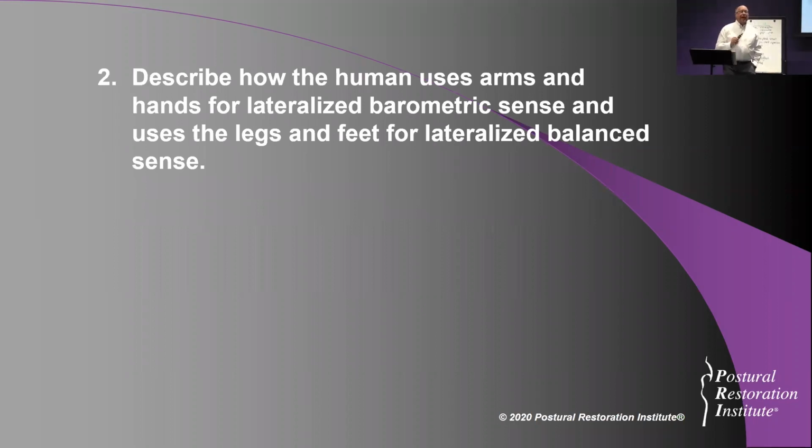we're going to talk about arms and hands. You saw McManus's book for lateralized barometric sense. Can you believe I said that? Lateralized barometric sense. Pressure. Where are you? What do you feel? What's going on? That uses the legs and feet for balance. You use your legs and your feet to help you acquire it. You don't use your legs and feet to push you forward. You use your arms to propel you to go forward.